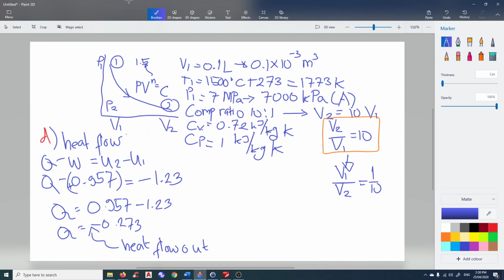flow out, which is true because if you remember, the original temperature was 1500 degrees Celsius at point 1, and at point 2 the temperature is 288 degrees Celsius as per question A. So we are losing heat energy here. So this sign is consistent. That's how you check your answer. If you know you're losing energy there, and this answer here is positive, then you know you're doing something wrong. It has to be consistent.